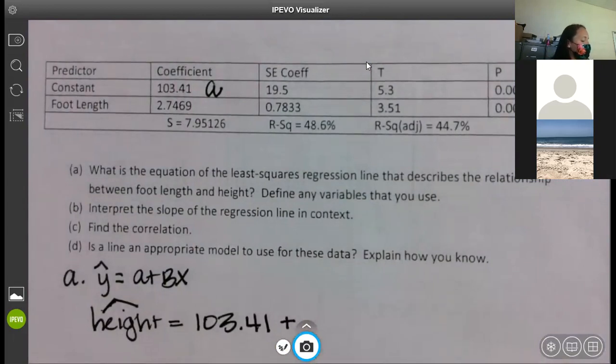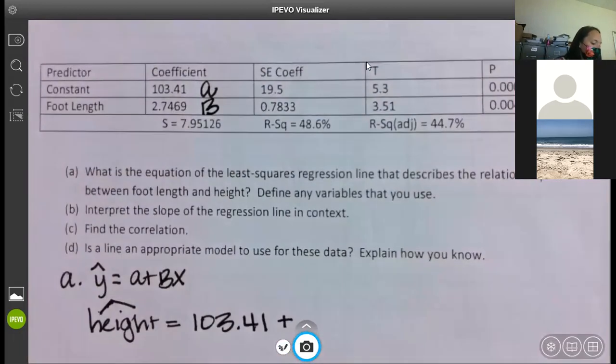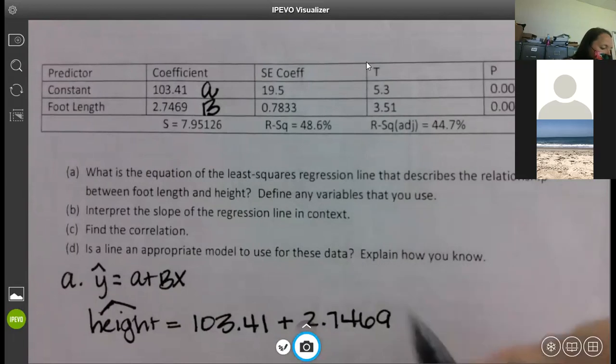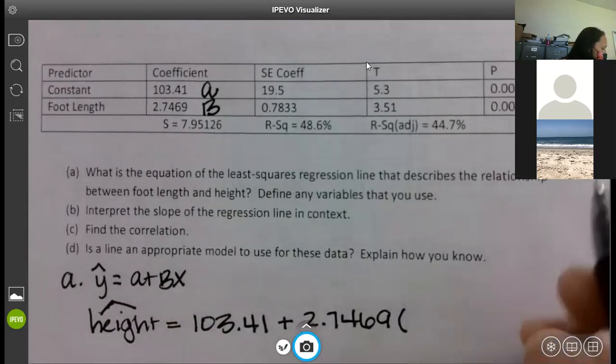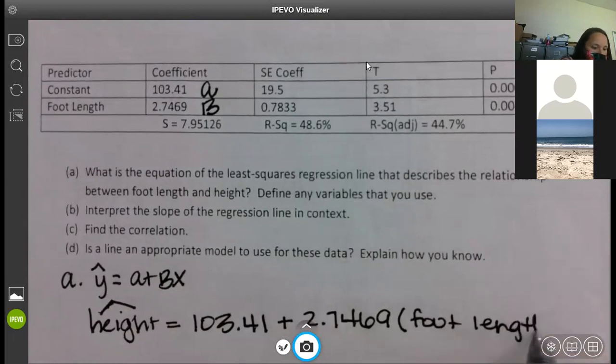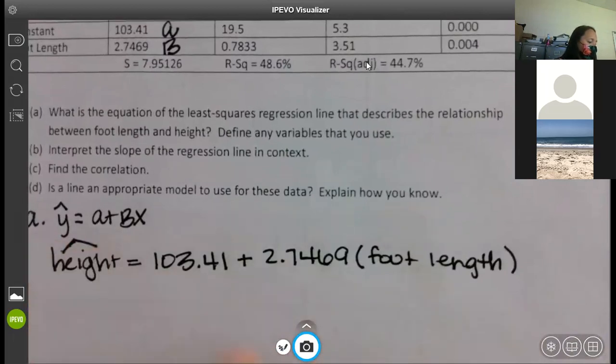And then your slope is your coefficient with your X value. So our X values are our foot length. So this one is B. So we would do 2.7469. And then our X is actually what? Foot length. Now, again, you can do it where you just put y equals 103.41 plus 2.7469x, but then you have to define your variables. So you're doing twice as much, actually. All right.